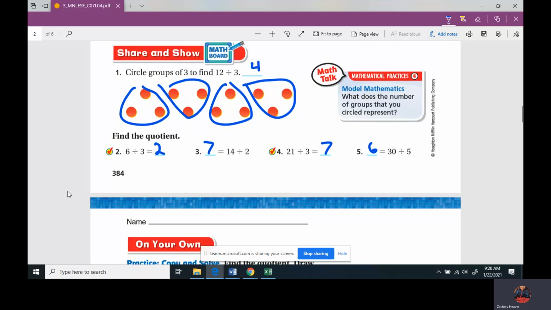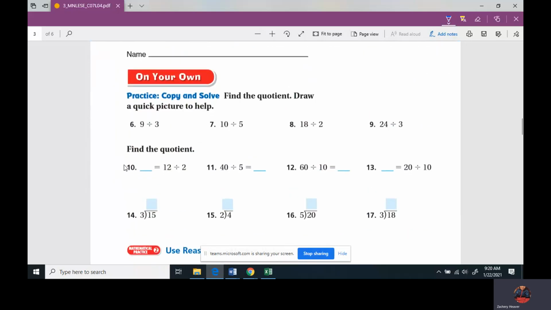Six. Good deal, Jackson. All right, it says on your own, but we're not gonna do on your own. We're gonna go quick. So, Peyton, 9 divided by 3 is 3. Mason, 10 divided by 5 is? Annie, 18 divided by 2 is? Nine. Jackson, 24 divided by 3 is?